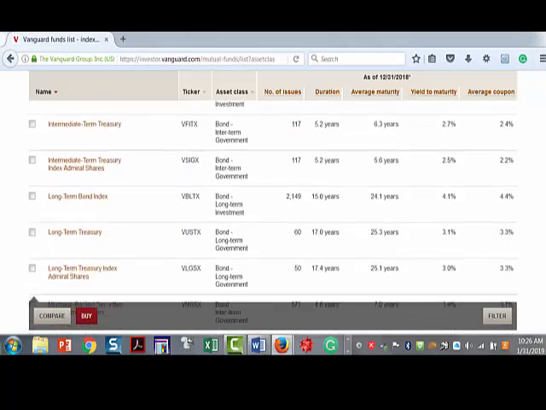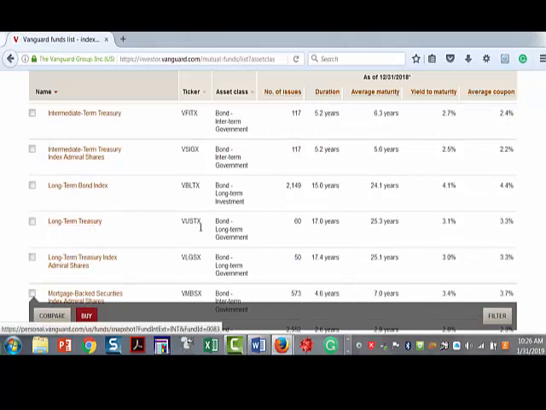Now, look further down here. So those are intermediate. Now let's look at a long-term Treasury. Look at this, a 17-year duration. And the average maturity is 25 years. As you start getting up in long-term maturities, the duration kind of starts to settle in towards, below, in some cases significantly below the maturity. And that has to do with the math. So we have a difference here of about 8 years.